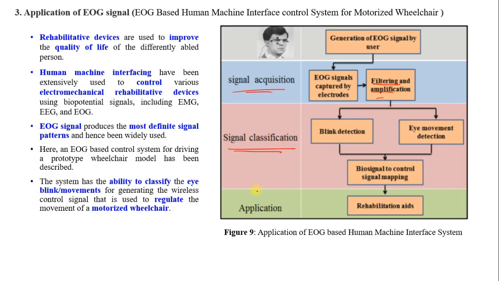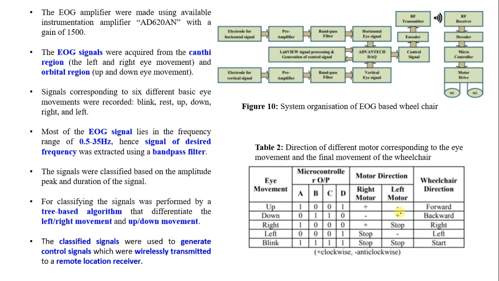So you have an electrode for the horizontal signal and an electrode for the vertical signal, as was discussed in the EOG acquisition by one of you, that we can place the electrodes either in the gantry positions or in the orbital positions, right? So from these two channels, you can acquire the signal and then process it and then develop a logic to control the rehabilitation devices.